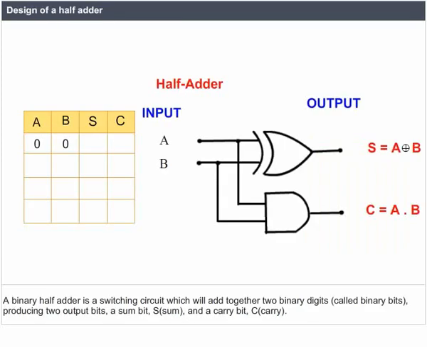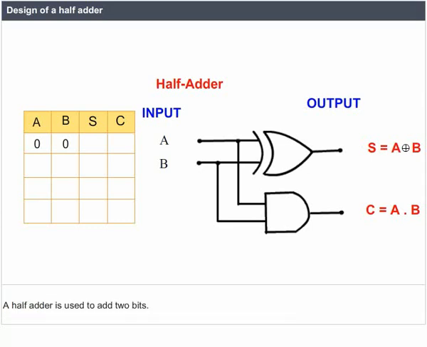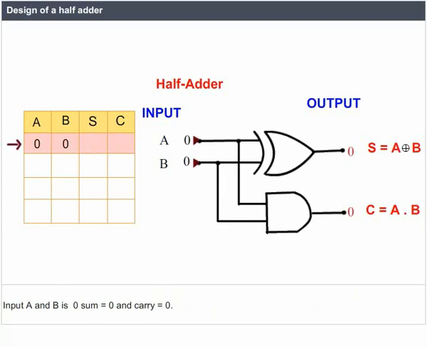A binary half adder is a switching circuit which will add together two binary digits, called binary bits, producing two output bits, a sum bit S and a carry bit C. A half adder is used to add two bits. The result consists of two bits, a sum, the right bit, and a carry out, the left bit.